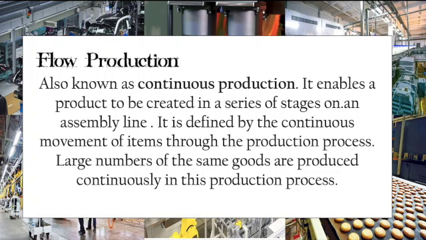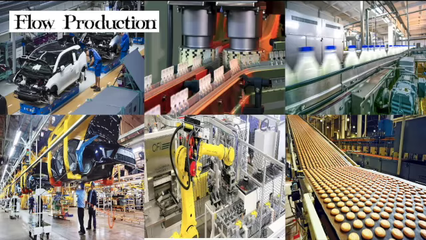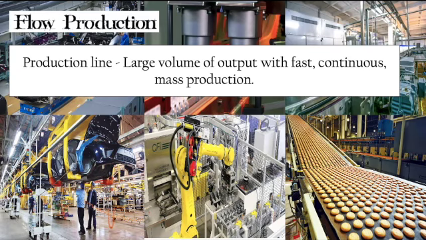As I mentioned earlier, the definition is that it enables products to be created in a series of stages on an assembly line. So it's really important to consider what an assembly line is and how a product goes through those different stages until it's a finished product. The continuous movement of these items through this production process is what makes it flow production. When we look at the benefits of flow production, first of all, let's consider the production line itself. Because it's continuous and there's heavy use of technology and capital, it allows for a large volume of output. That large volume of output is produced on this assembly line fast, and it's mass production.